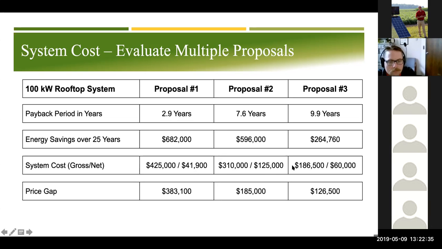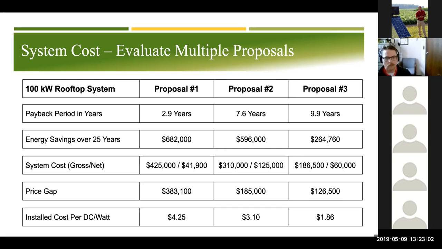So one of the things, because the net number is very often shared in these proposals, sometimes you might have to ask, well, what is the cost before all these incentives? Because it's not always clear. But once you have both numbers, as we start to identify this gap, it's very simple. The larger the price gap between your gross and net system cost, the more aggressive your assumptions are.